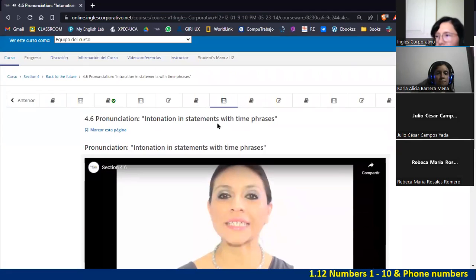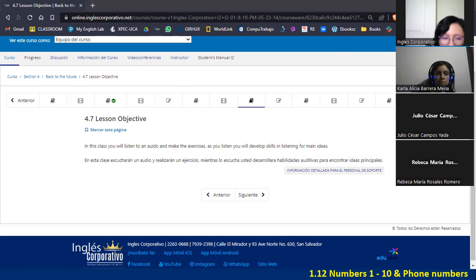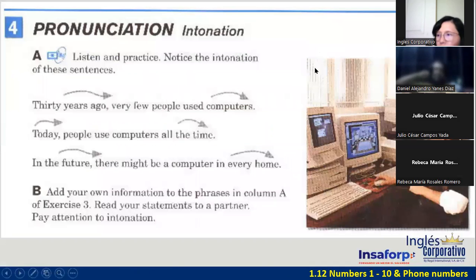There you go, right? So you have to remember that whenever you are using this type of phrases, there is a rising intonation at the beginning and a falling intonation at the end. Preguntas, chicos? Questions? Excellent. For me, it's okay. Very good. Now, let's go ahead and move here.